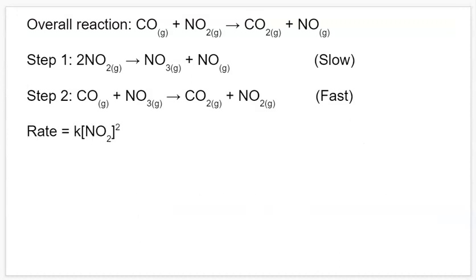So for example, since step 1 is our slow step, our rate determining step, we could see that the reactants are NO2, and there's 2 of them, so it's second order in NO2. So therefore, our rate is equal to k times [NO2] to the second power. Even though in the overall reaction we have carbon monoxide as one of our reactants, it's not included in the rate law because it is not part of the rate determining step.